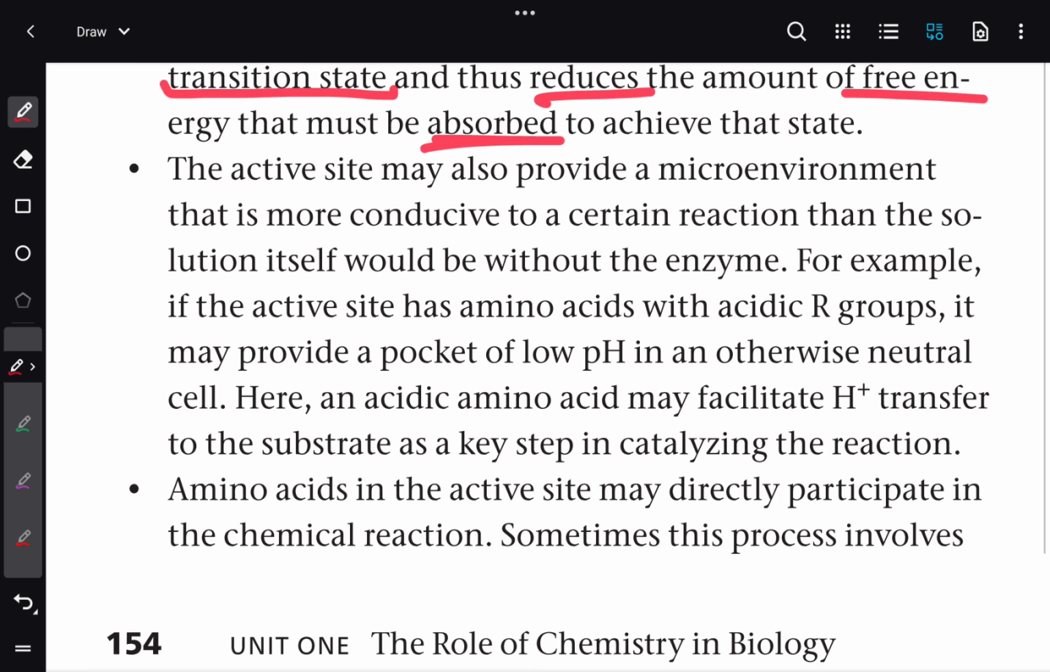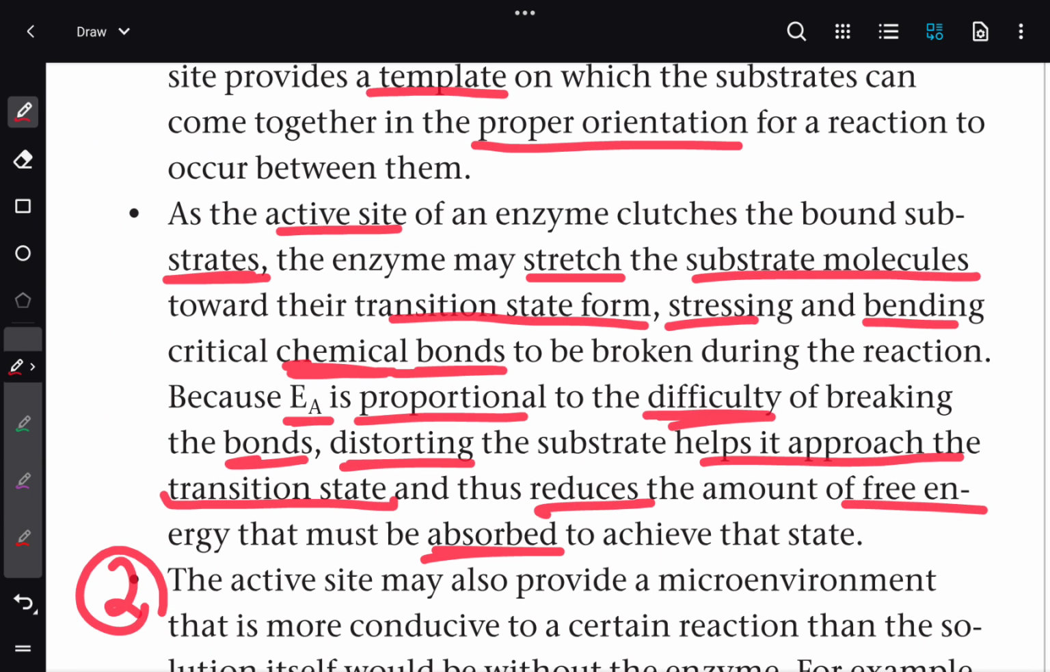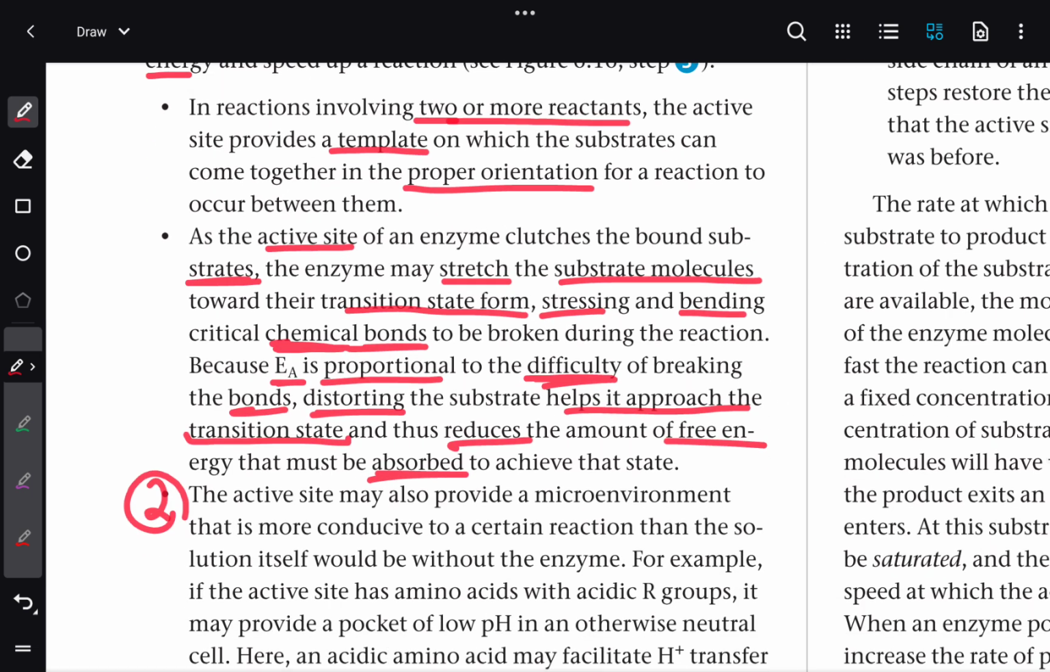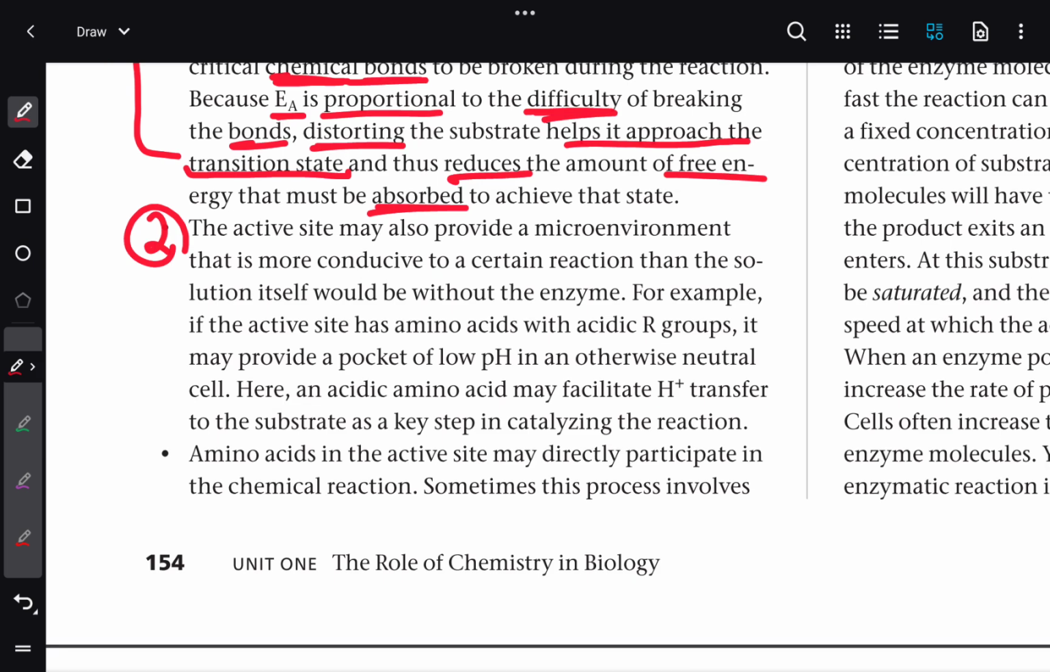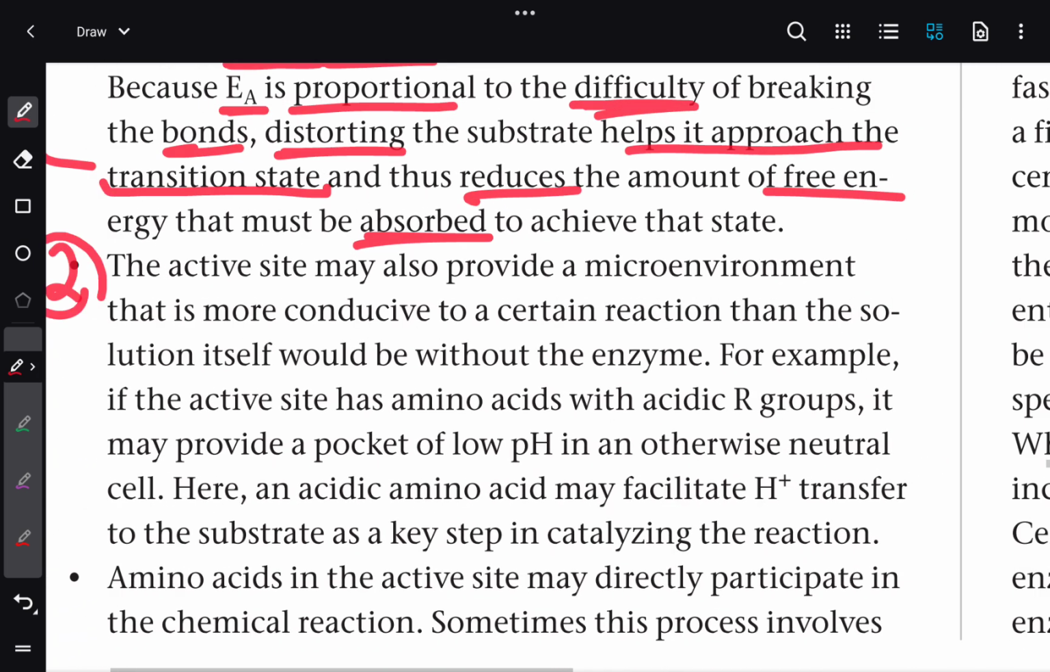This is one. Now, the active site may also provide a microenvironment that is more conducive to a certain reaction than the solution itself would be without the enzyme.